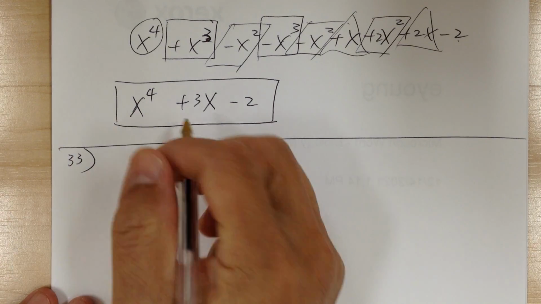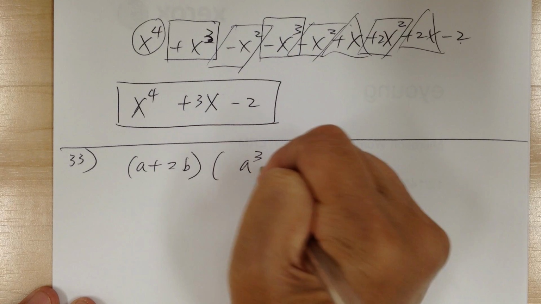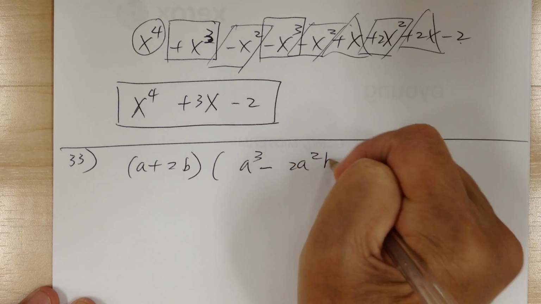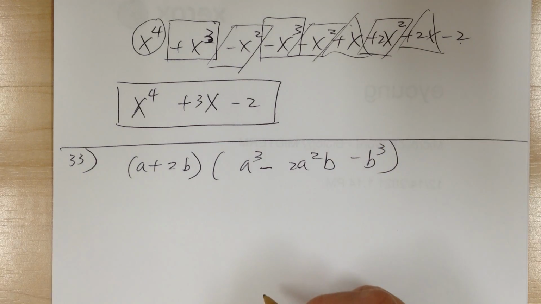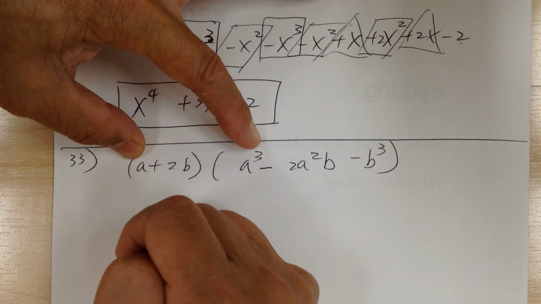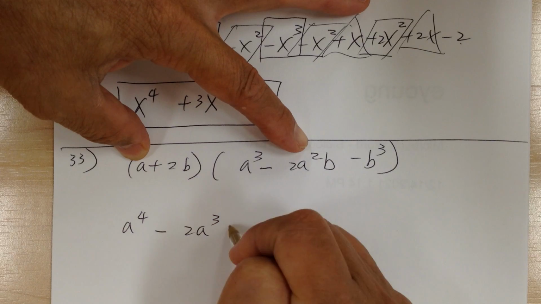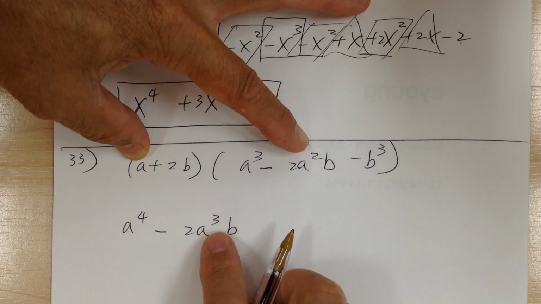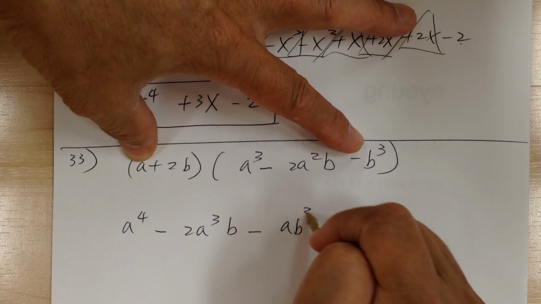Okay, number 33, you have a plus 2b times a cubed minus 2a squared b minus b to the 3. So again, you use your fingers to help you to visualize. So this one will give me a to the 4. Next one, minus 2a cubed b, right? A times a squared gives you a cubed, right? And next one, minus ab to the 3.